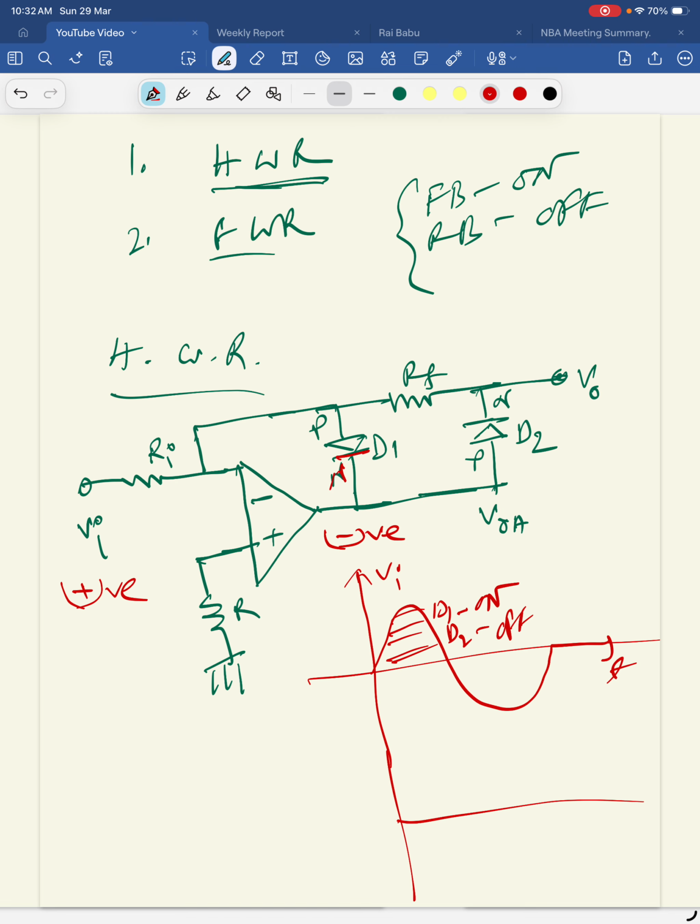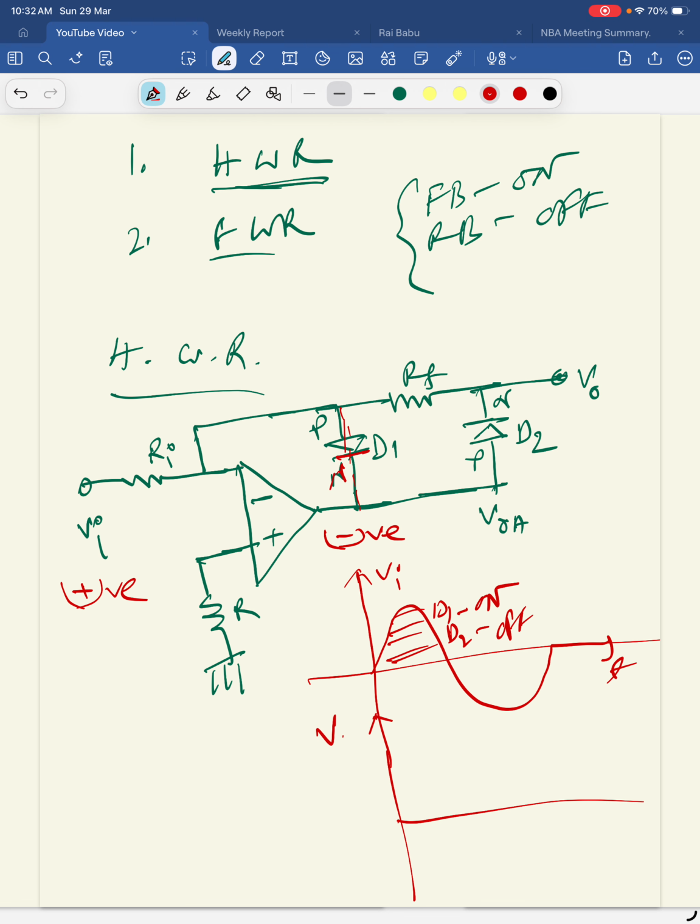Now as D1 is on, this path is almost short circuited. So this is short circuited. That means the current will flow by this path. So no current will flow through the RF. So that means V0 would be 0.